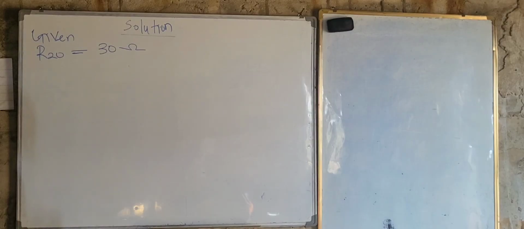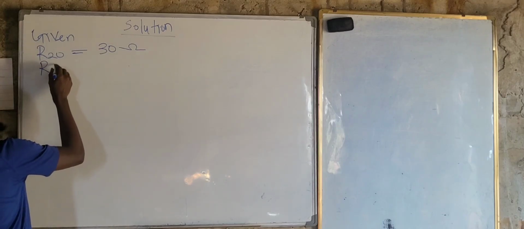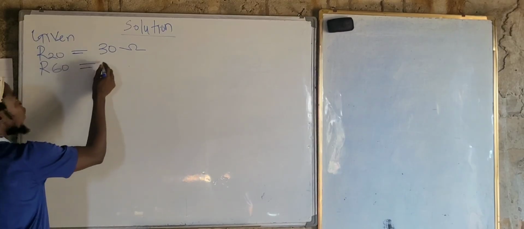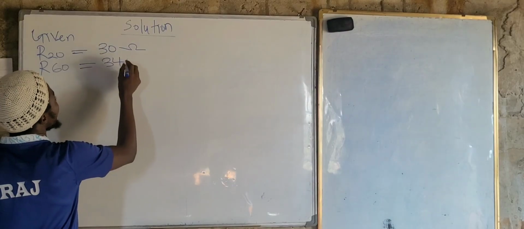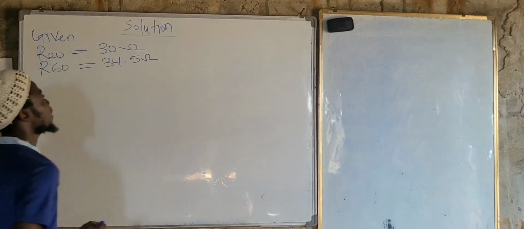And 34.5 ohms at 60 degrees Celsius. Now, at 60 degrees Celsius, we have what? 34.5 ohms. Yes, sir.